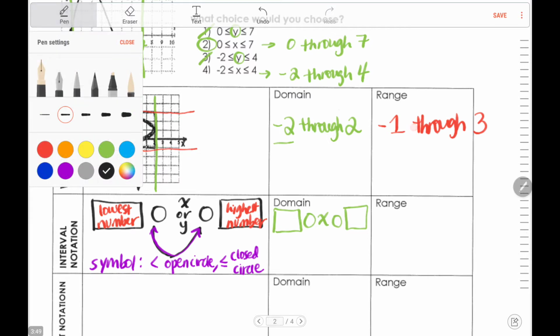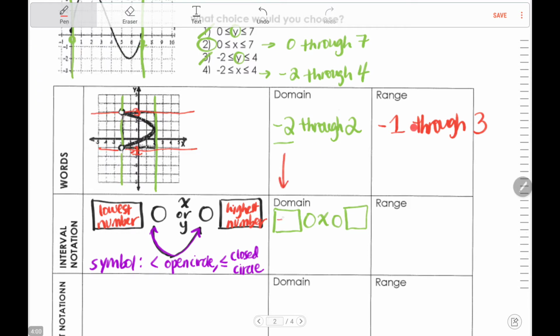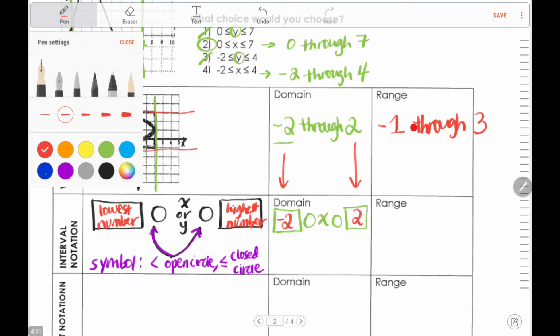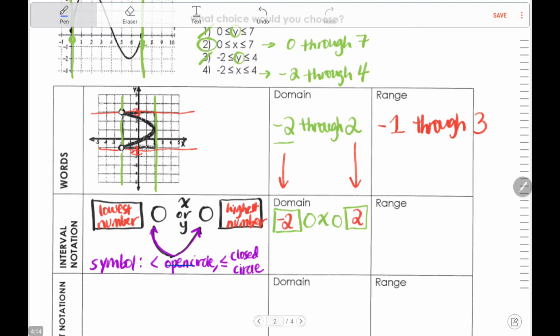So what I'm going to do is go ahead and fill these in. The lowest number is -2. The highest number is 2. And at -2, there was an open circle. So we're going to use the open circle, less than sign, with no equal bar, until 2, where there's a closed circle. If it's shaded in, that means it's a closed circle, it's included. So we're going to put less than or equal to.